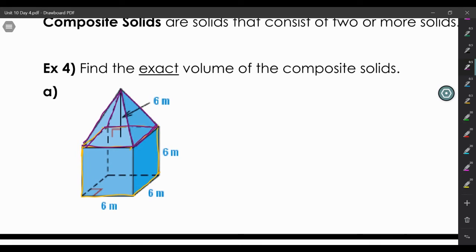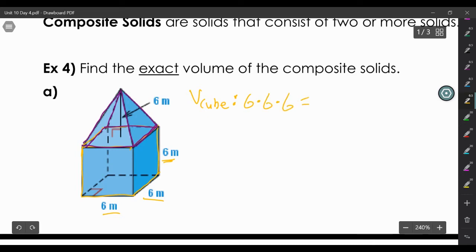The volume for the cube, so the volume of the cube, because it's a rectangular prism, we can just multiply the base, or the length, the width, and the height. So 6 times 6 times 6, which gives us 216 cubic meters.